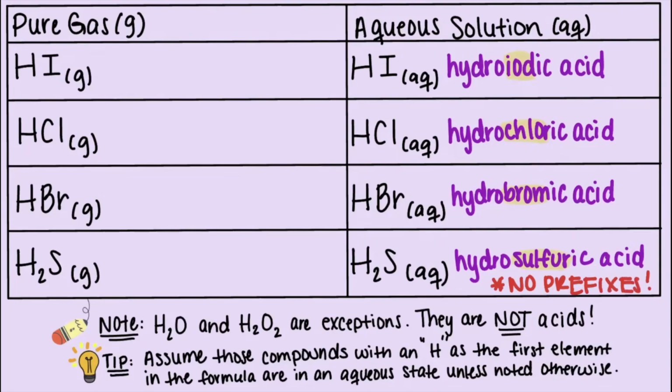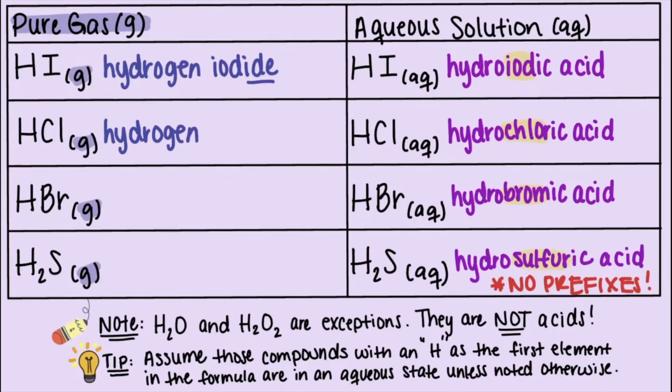Now, if you don't see an aqueous symbol and instead you see this gas symbol written next to it, then it's not a binary acid. You give it different naming rules as mentioned earlier in this video. So for example, HI gas is not hydroiodic acid, instead it's hydrogen, and then you take the second name, iodine, and you drop the ending so it ends in iodide. In a similar way, HCl gas is not hydrochloric acid. It's hydrogen. Then you take the word chlorine, you drop the ending, and you turn it into chloride.